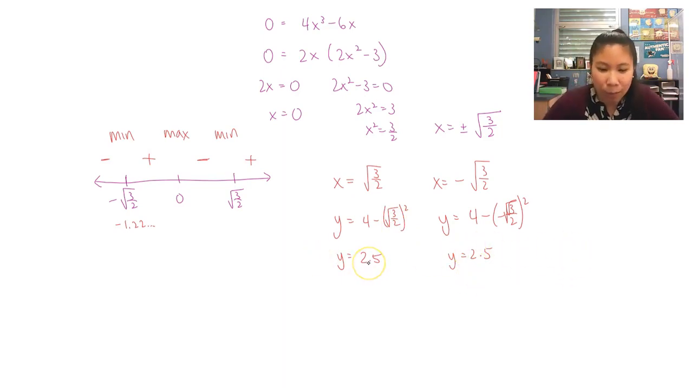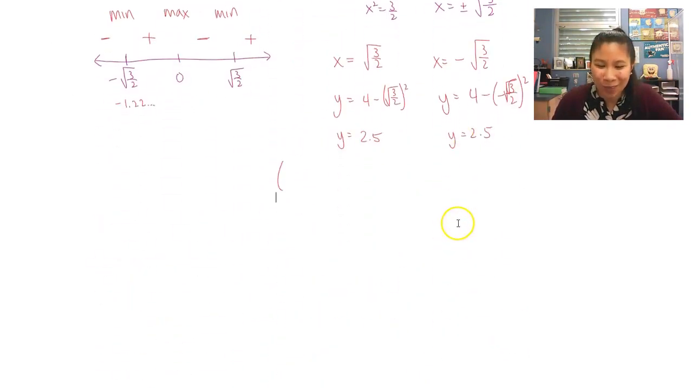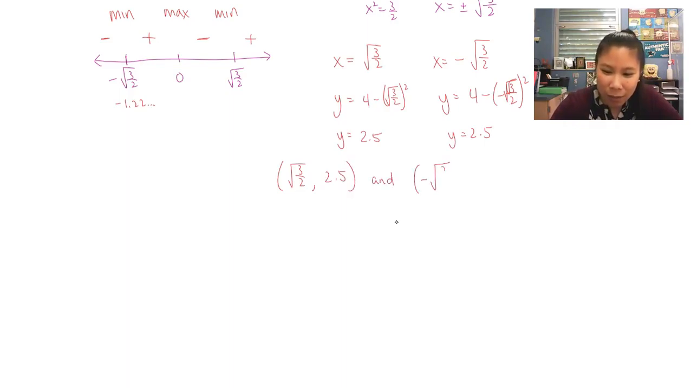So that means the points on the graph of y equals 4 minus x squared, where the points are closest to our first point of (0, 2), are square root of 3 over 2 and 2.5, and negative root 3 over 2 and 2.5. So those are my two points that are closest.